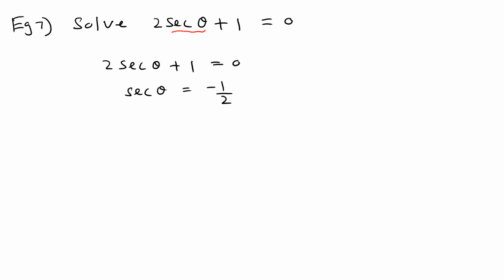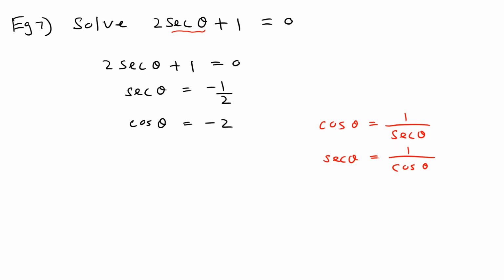And then if you convert this into cosine, you know that secant theta is 1 over cosine theta. So that means we can flip over. Once you flip over, you can say this is cosine theta equals -2. But since cosine is always between 1 and -1, there is no possible theta that's going to give you this value. So since cosine theta is between -1 and 1, there are no solutions.